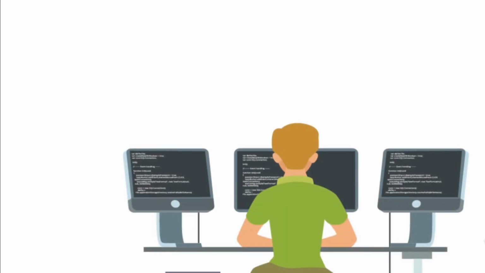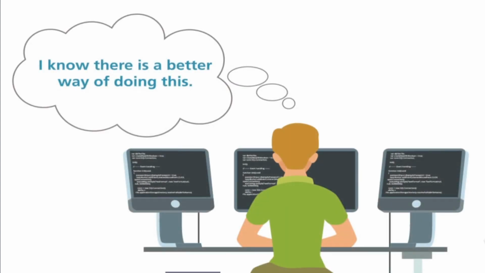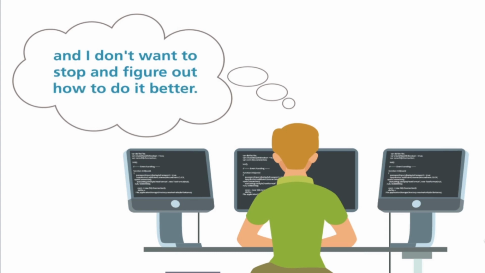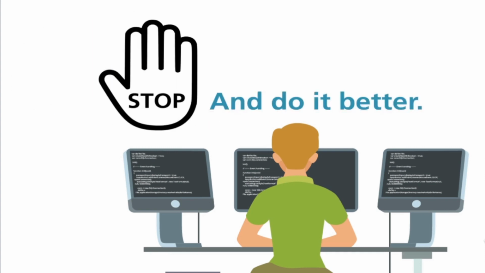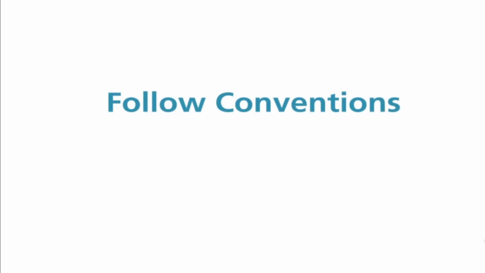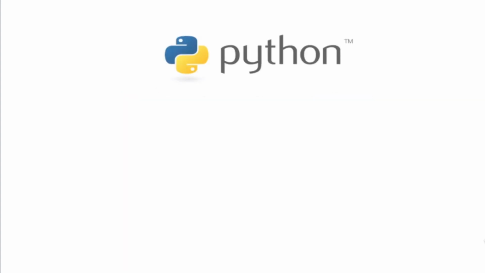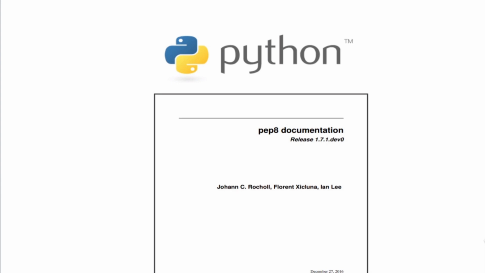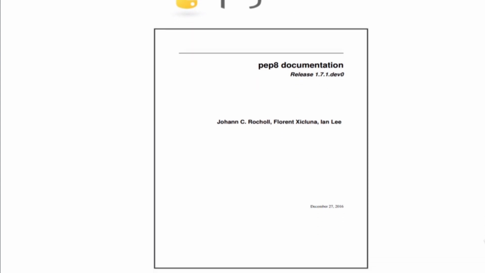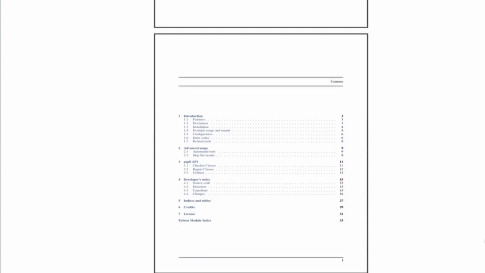If you are programming and you think, I know there is a better way to do this, but I'm in the middle of coding and I don't want to stop and figure out how to do it better, don't keep coding. Stop and do it better. Taking the time to learn the conventions of a programming language will make your code more elegant and easier to manage. Python has a written set of guidelines called PEP8, and reading them will make you a better Python programmer.